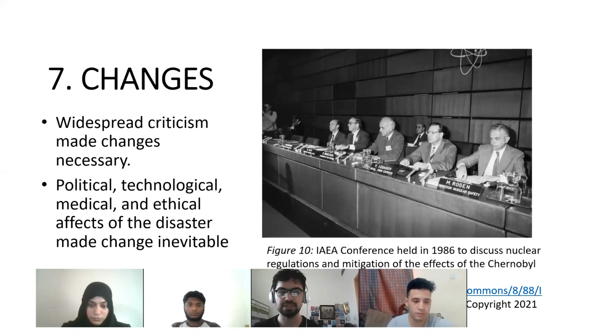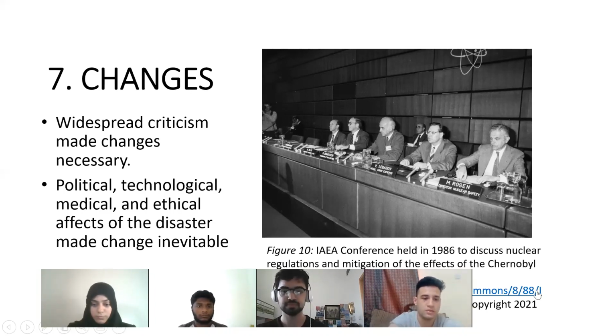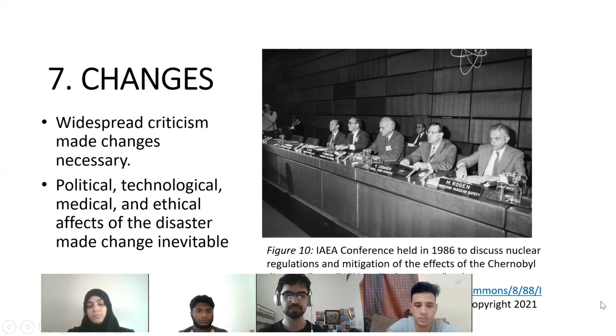Now we will go to the changes that took place after the Chernobyl explosion. I'll be talking about the changes that happened after Chernobyl. Widespread criticism made changes necessary. Political, technological, medical, and ethical effects of the disaster made change inevitable. Here, as we see in Figure 10, the IAEA conference held in 1986 to discuss regulation and mitigation of the effects of the Chernobyl disaster.